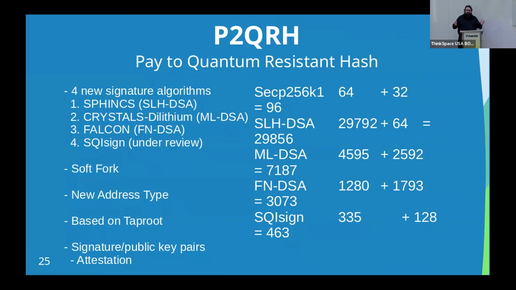But the good news is that this is a soft fork. It's just a new address type for people to opt into. It would be essentially an improvement on Taproot. It might not be fully compatible with all Taproot programs, and we'll go into that in a bit, but basically we're keeping signature public key pairs in a separate field in the transaction we call the attestation.